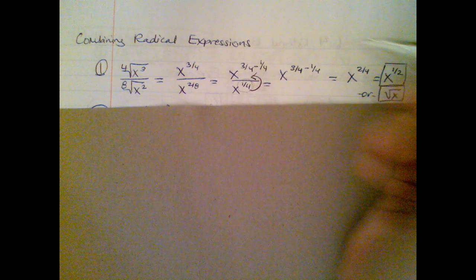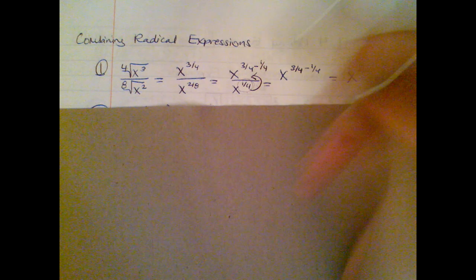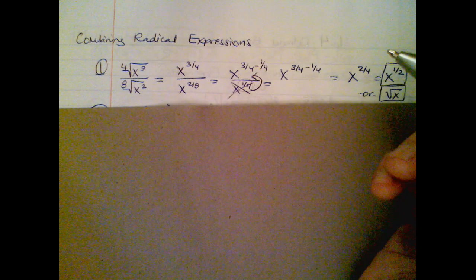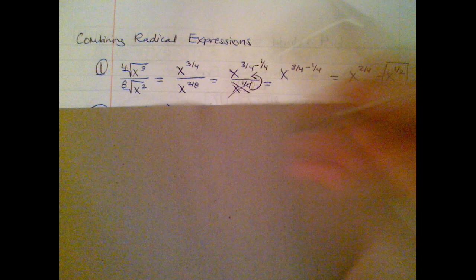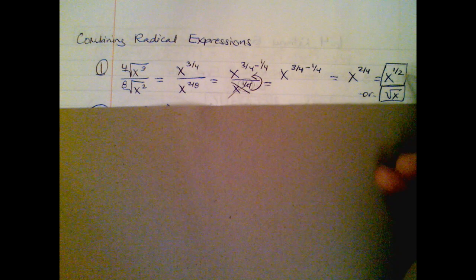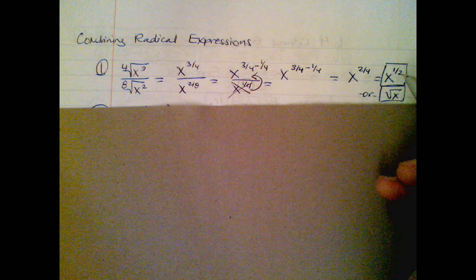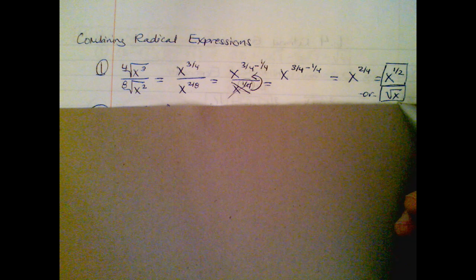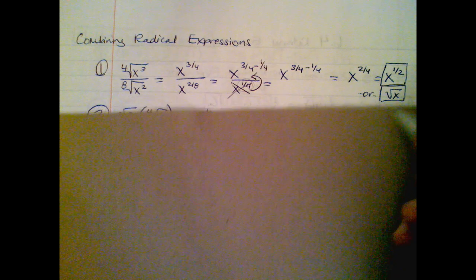So we could go ahead and subtract those exponents. So then we would have nothing in the denominator any longer. So 3/4 minus 1/4, we get 2/4, which reduces to half. So we can leave our final answer as x to the 1/2 power, or you can rewrite it in radical form as the square root of x.